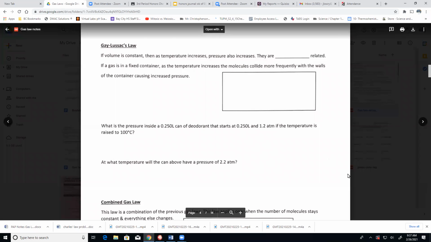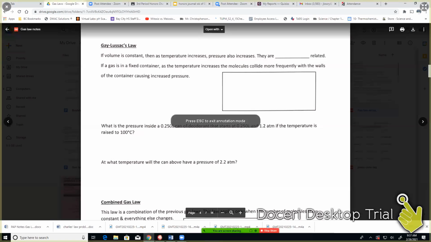So like I said, they kind of get a little bit repetitive. We're just looking at different things, but the solving and all that, it still ends up being the same process. So we're at Gay-Lussac's law. The volume is constant, so that means it's not part of the equation. Then if the temperature increases, the pressure will also increase.